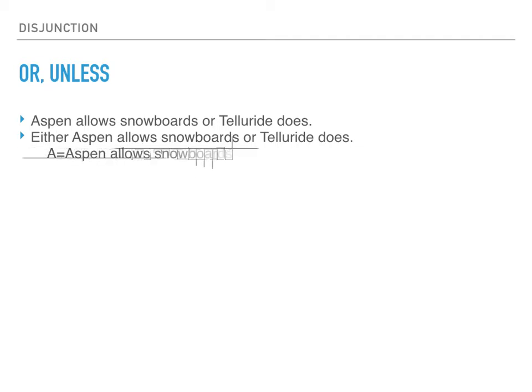So we're going to use our key and say that A stands for Aspen allows snowboards, and T stands for Telluride allows snowboards, and then given that, both of those sentences say A wedge T. So the thing to notice there is that in the first sentence there is no comma, whereas in the previous ones we were looking at there was a comma right before the word and, or, or but. And you can have the comma there, it would be fine.